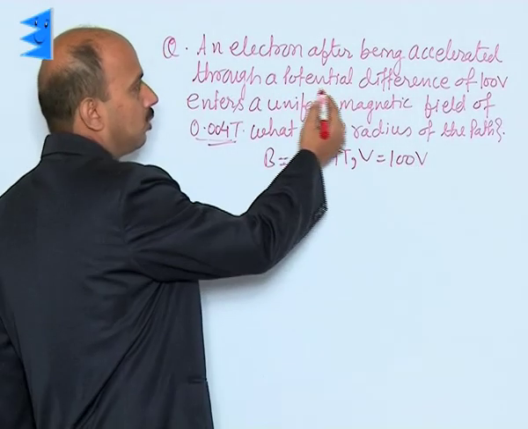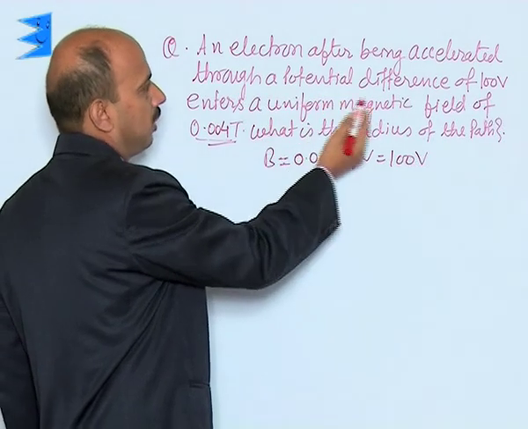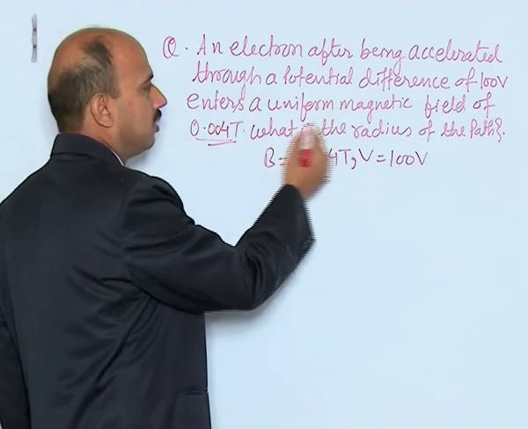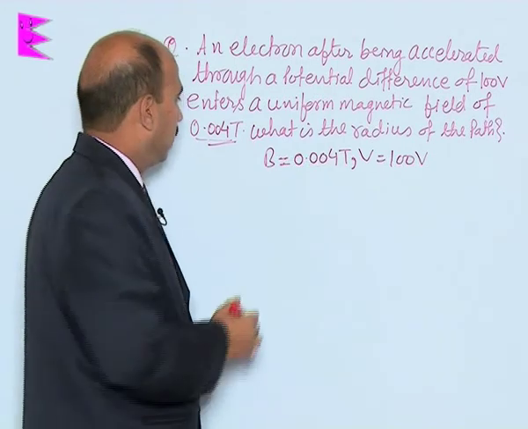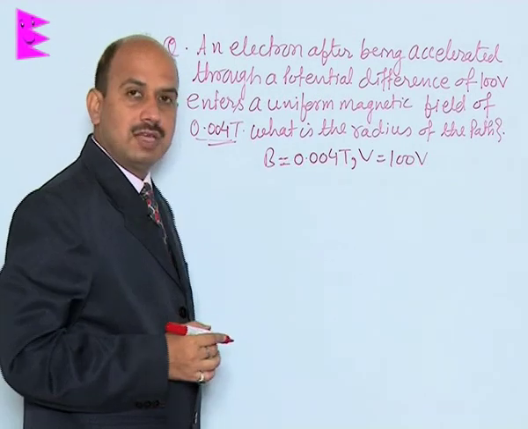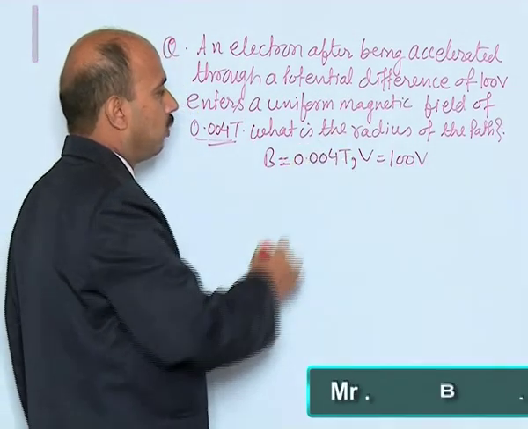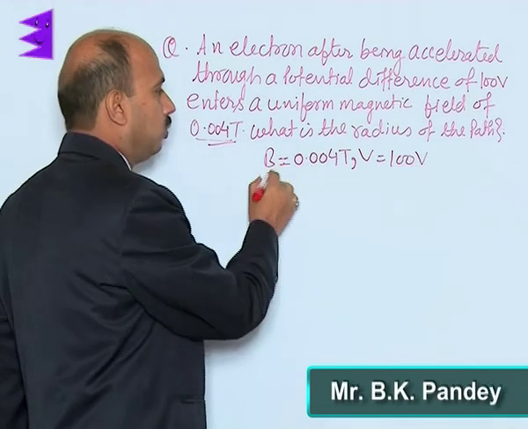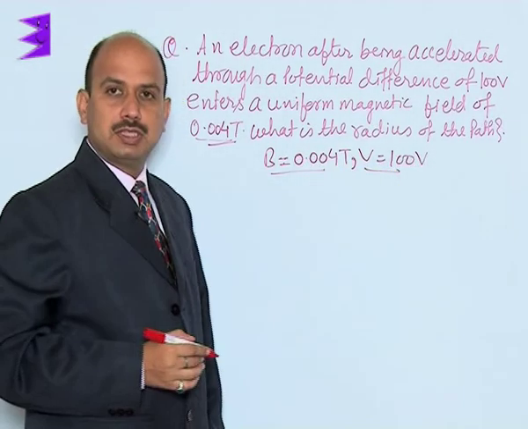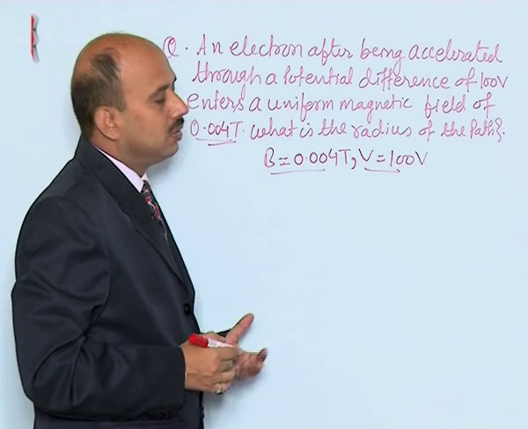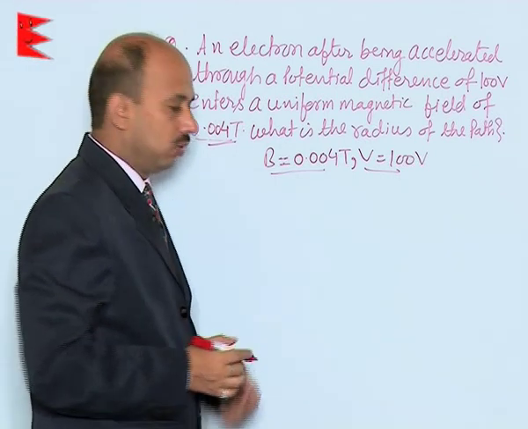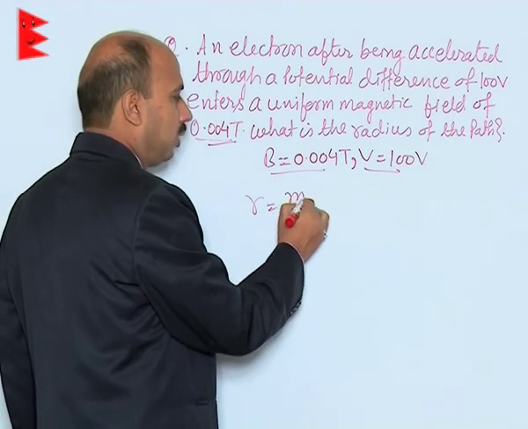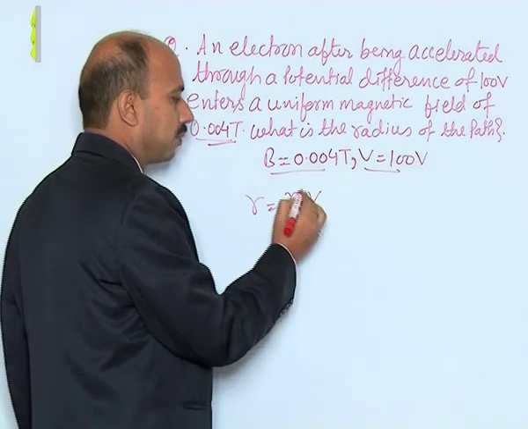Now, sir, an electron after being accelerated through a potential difference of 100 volt enters a uniform magnetic field of 0.004 Tesla. What is the radius of the path? So, B is equal to this much and V is equal to this much given to you. So, we have to calculate the radius of the path of the electron. So, we can write R is equal to mv upon qB.